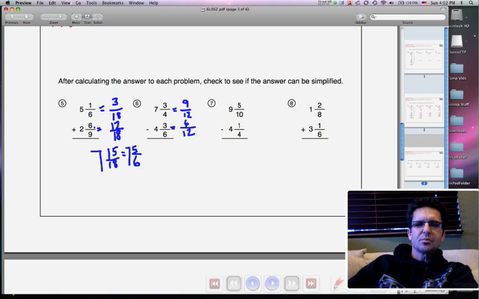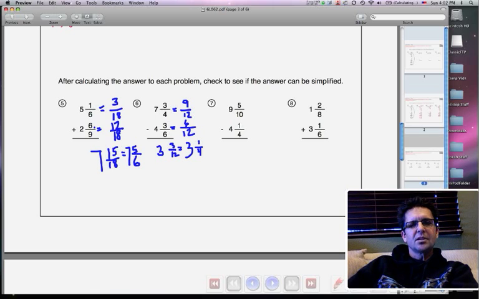This is a subtraction problem. So we're going to do 7 minus 4 is 3, and 9 minus 6 is also 3. 3/12. And we can simplify that. Divide both by 3. 3 divided by 3 is 1. 12 divided by 3 is 4. And so the answer is 3 and 1/4. If you got 3 and 3/12, that's great. We've known how to do that before today.